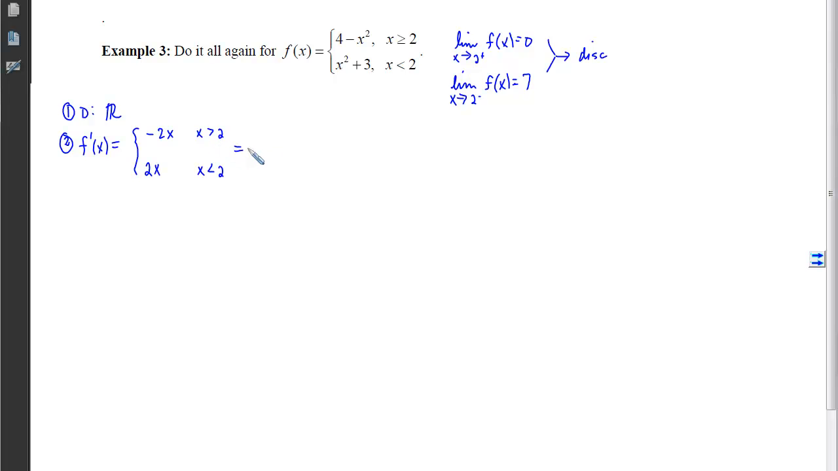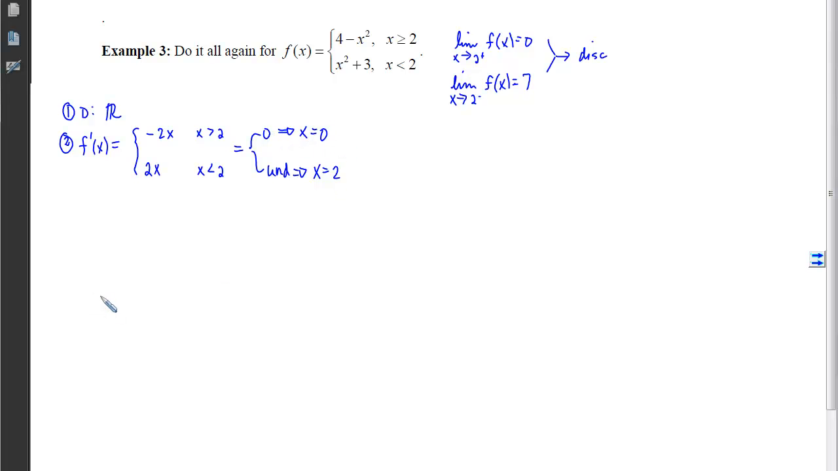And I can also now conclude that f prime is undefined when x is 2, because I'm at that jump discontinuity. And here, when will f prime equal 0? I look at when the branches equal 0. This one would equal 0 at x equals 0, but 0 is not larger than 2, so I get no critical values off of this branch. On this branch, I can see that when x is 0, and 0 is indeed less than 2, I'm going to get a critical point.